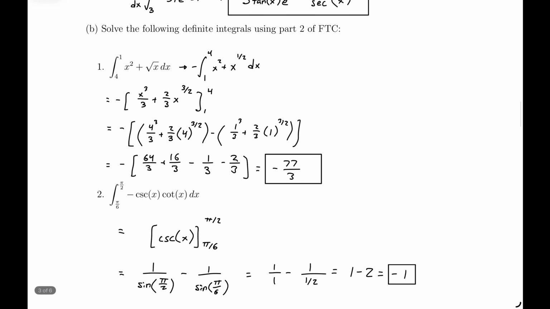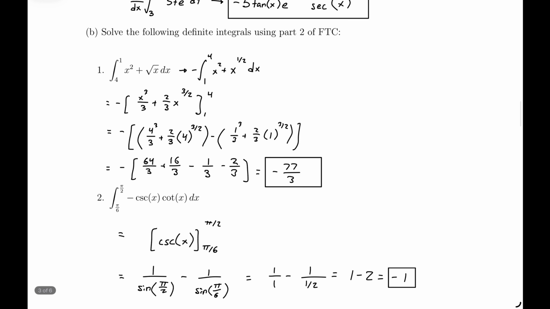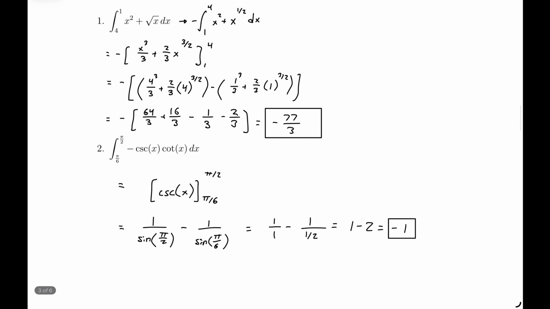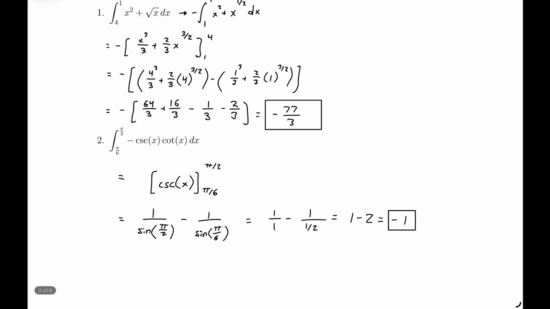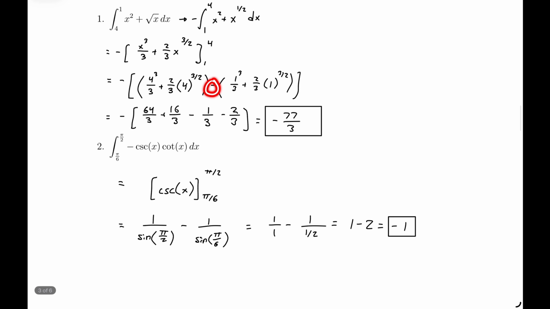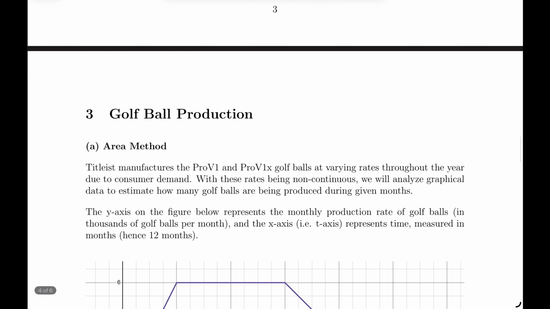Also not so bad. Yeah, part 2 of FTC is just definite integrals. It's just take the antiderivative, being mindful of your signs, I would say. Remembering that when you have an upper and a lower bound, you're going to be subtracting those two. And if the upper bound is a smaller number than the lower bound, which you have here, then you've got to bring that negative out in front. Okay, on to the next.